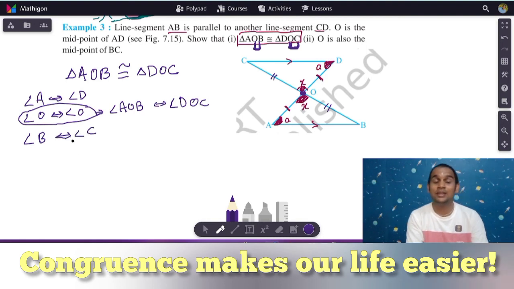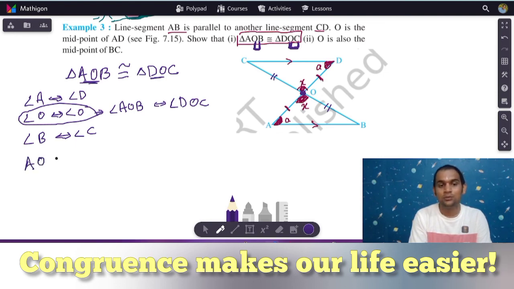So these are the three angles which are equal. Now let us see the sides which are corresponding. AO is corresponding to DO. Then OB, which are the two farther ends, so OB is corresponding to OC. And then finally, AB is corresponding to DC.